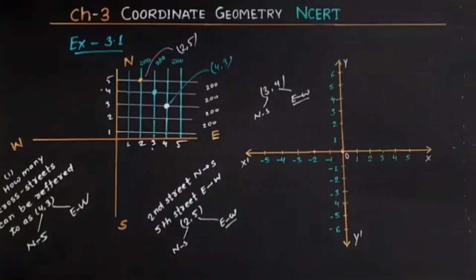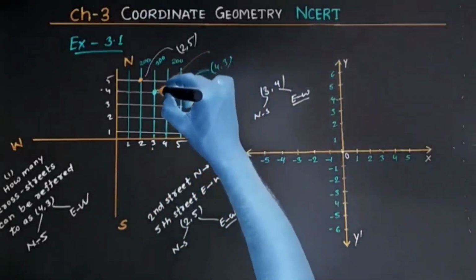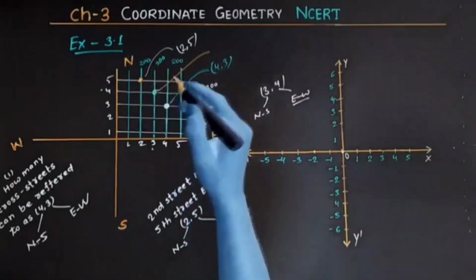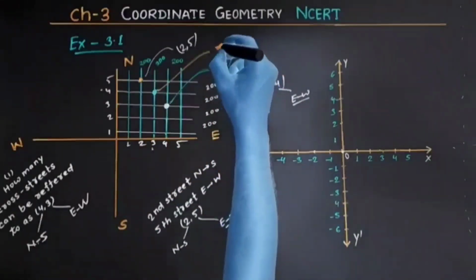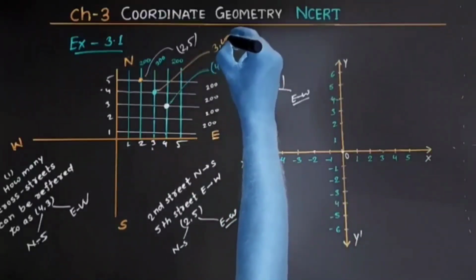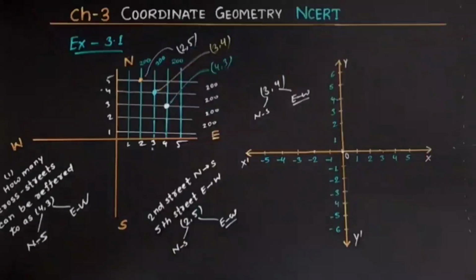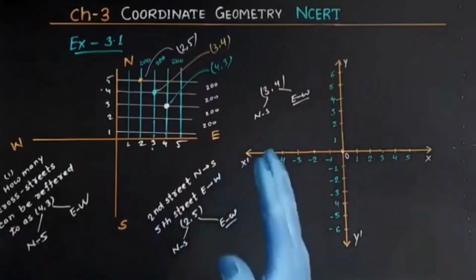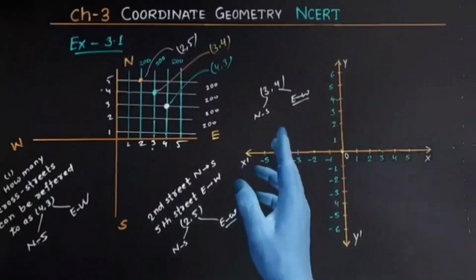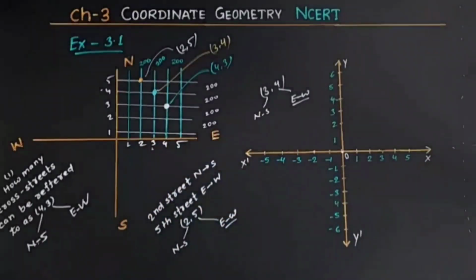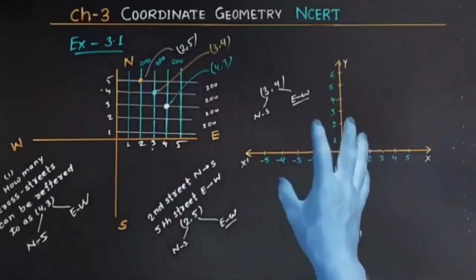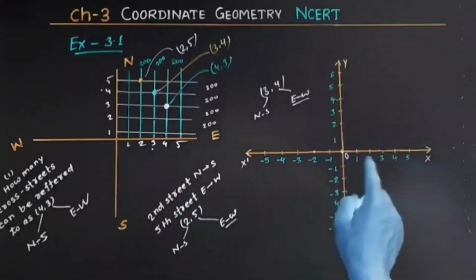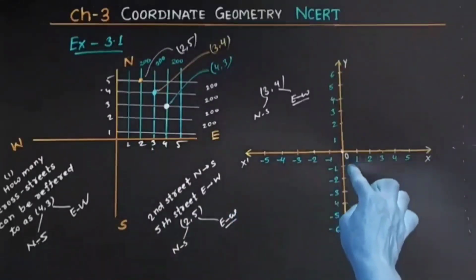Yes, so if we draw a perpendicular from this point, it meets at 3 on x-axis, while it meets at 4 on y-axis. So the coordinate of this point is 3 and 4. 3 is known as abscissa, 4 is known as ordinate, 3 is x coordinate, and 4 is y coordinate. So this is the way to find out the position of an object. It is very useful in our practical life to know the location of an object.